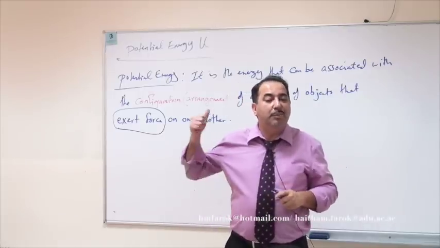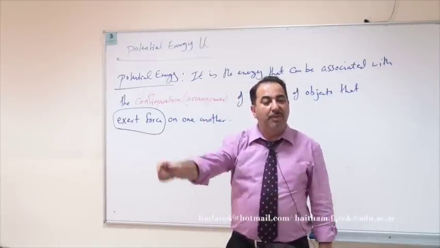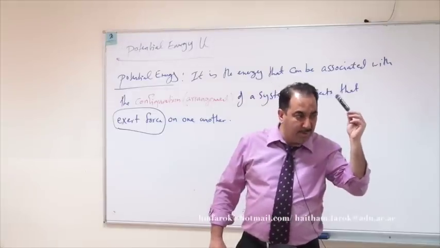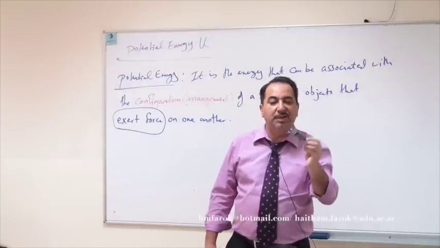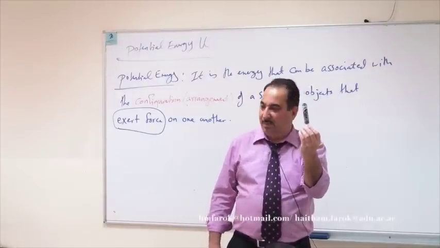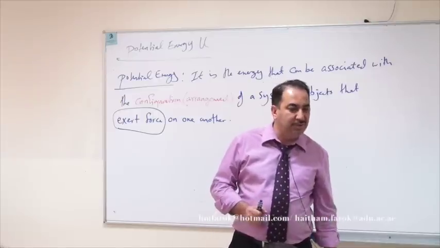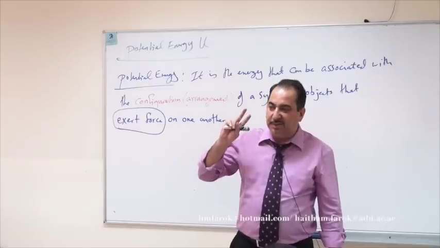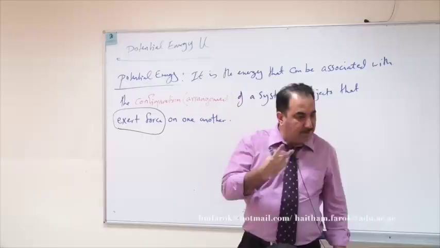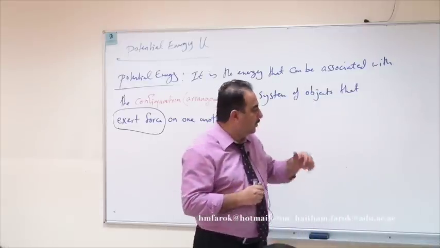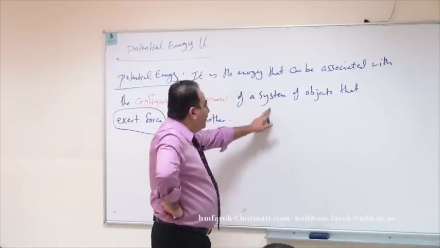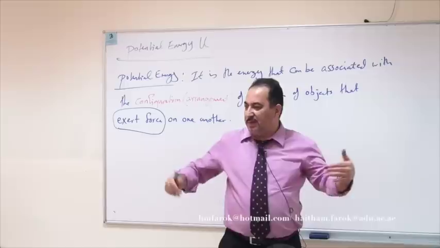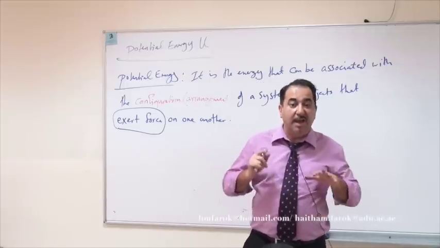Which means now when you talk about potential energy, you cannot talk about the potential energy of an object, because object means one. It's wrong to say what is the potential energy of the pen. What is the potential energy of the chair? Wrong, because you're saying one object. Potential energy needs at least an arrangement of two objects. Now back to the definition. The definition says if you have an arrangement of objects, and among these objects there are forces exerted, then you have potential energy.